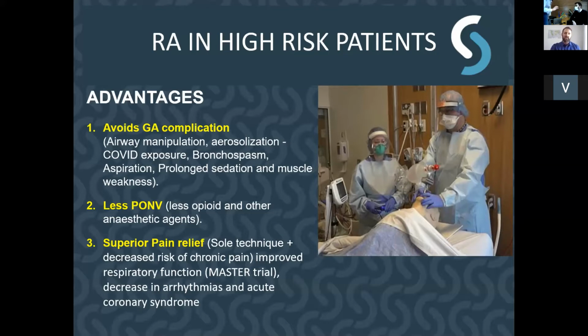This was part of the MASTER trial that was done in 2002 already, when they looked at epidurals and spinal anesthesia versus general anesthesia, and the respiratory complications from there. Then we also see a decrease in arrhythmias and less risk of acute coronary syndromes.